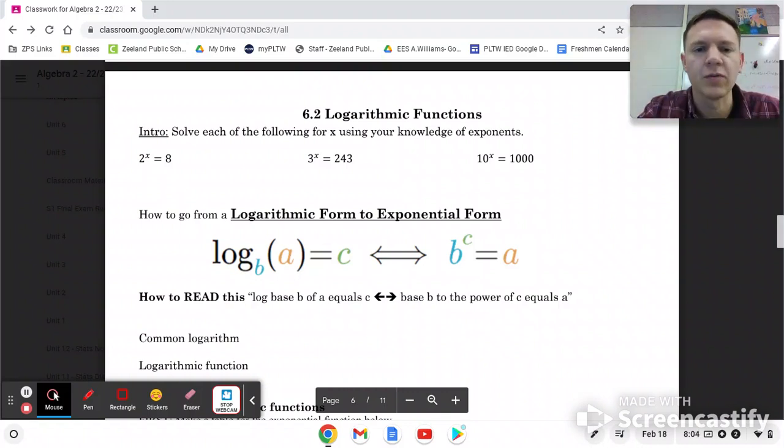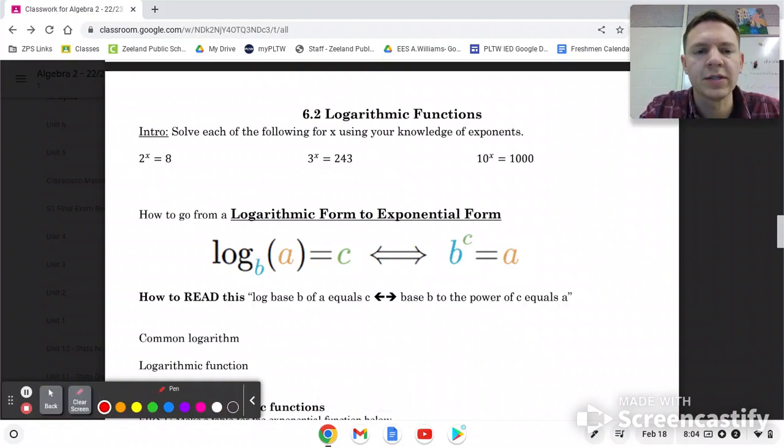So solve each of these equations using your knowledge. So 2 to the x equals 8. So what is x in this scenario? Well, what exponent on 2 gives us 8? You can mess around with your calculators if you want. Hit pause. But 2 to the third would be 8. So x is 3.